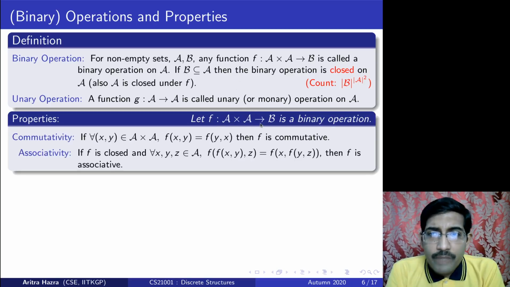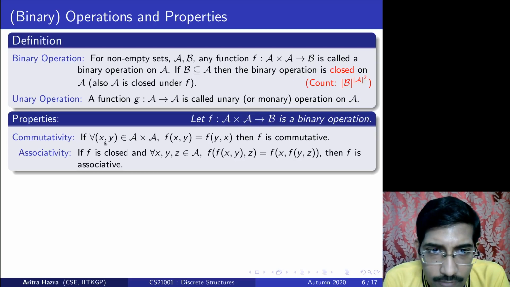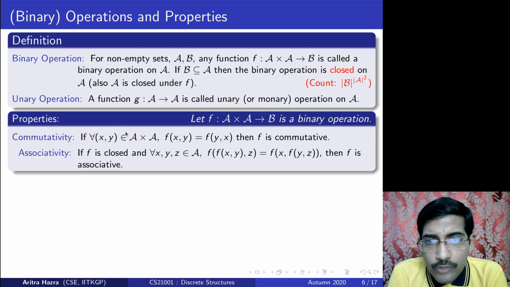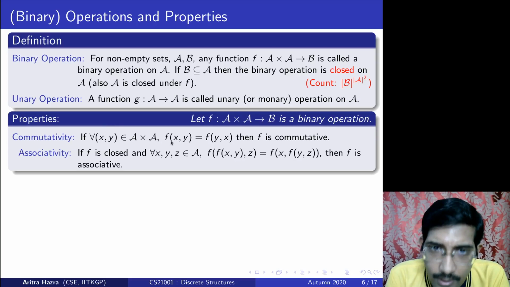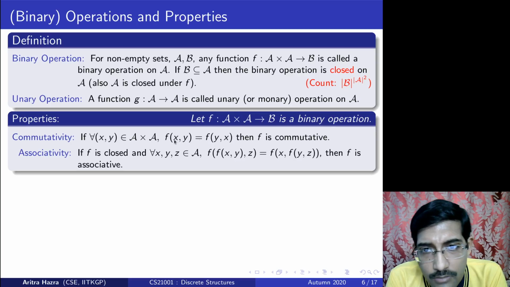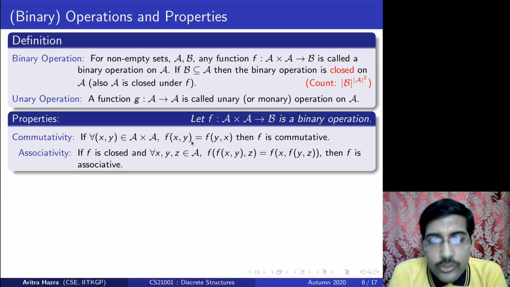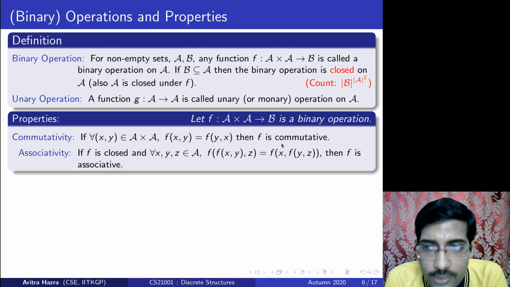Let F be a binary operation defined from A cross A to B, then we call F commutative if you take two different elements from A and perform that particular operation in this straight order as well as in the swapped order, and these two are the same.